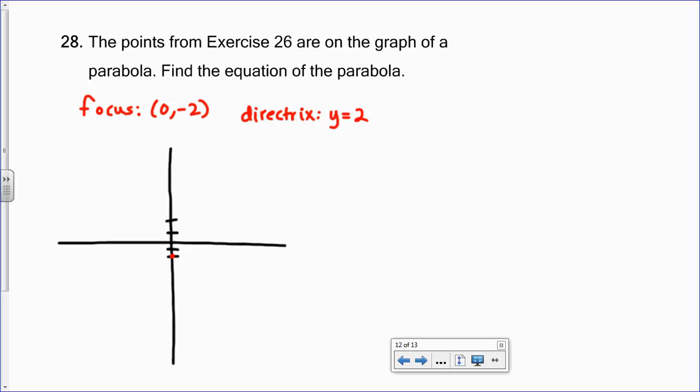So here's F, (0, -2). And here's the directrix at y equals 2. Okay, so this is like the problem we did yesterday. I need to pick, because I want x and y, an arbitrary point (x, y) somewhere. You really could put it anywhere.